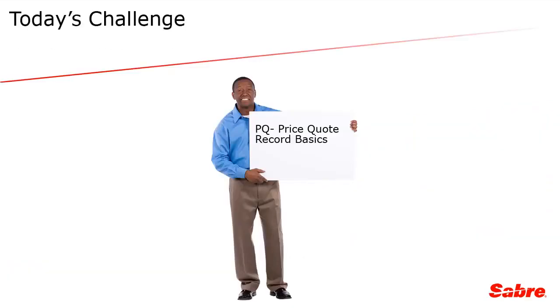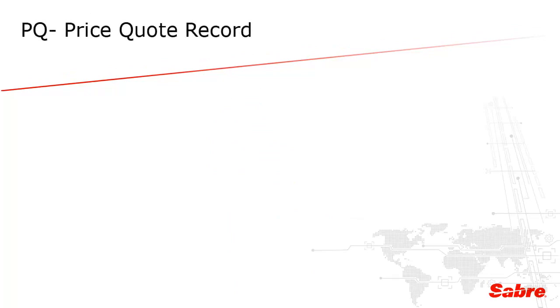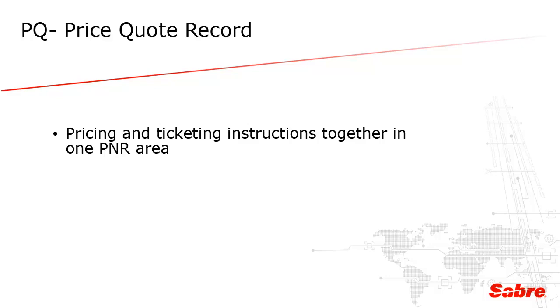Today's lesson covers price quote record, or PQ basics. The price quote record, or PQ, enables you to store pricing and ticketing instructions together in one PNR area. Storing the fare helps you identify the fare you have quoted to your customer, and it is used for future reference and viewing purposes only.